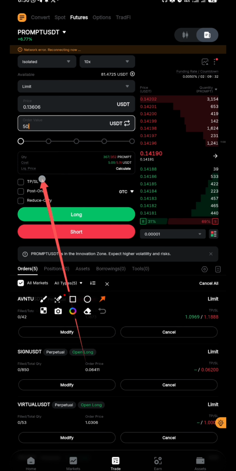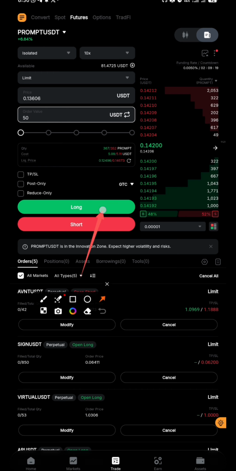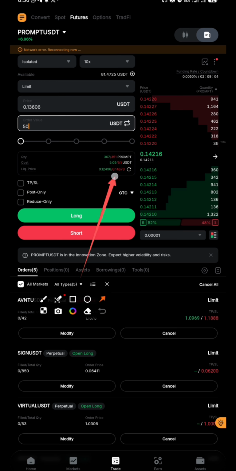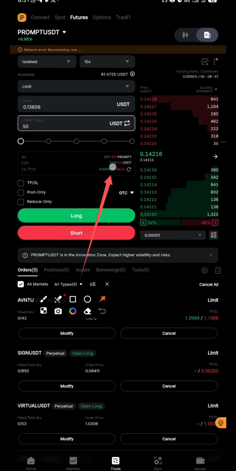Now, the liquidation point, they say calculate. So I can just tap on calculate to see my liquidation point. This liquidation point is telling me that if I'm buying, if I click on long, and this coin drops down to 0.12496, it will take me out of the trade. If I short and the coin goes up to 0.1473, the whole $5 that I use will be liquidated.